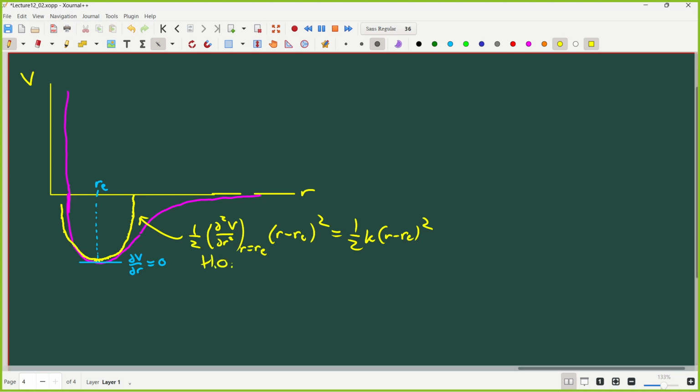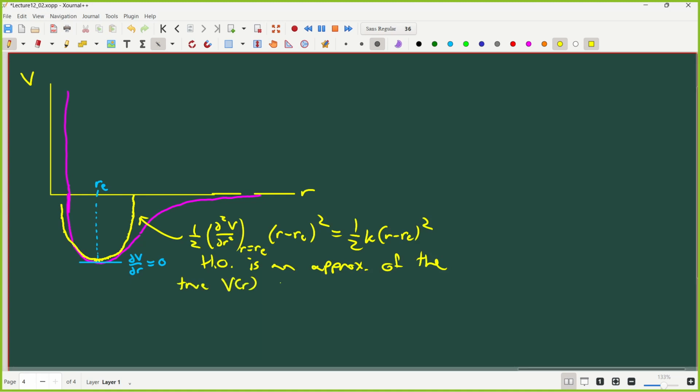So if you think of the pink as being the real potential for the system, this is what the molecule actually does experimentally as you stretch the bond. Our harmonic oscillator approximation is just our first prediction, if you will, an approximation for what the potential looks like near the minimum. So the harmonic oscillator is an approximation of the true V of r near r_e.